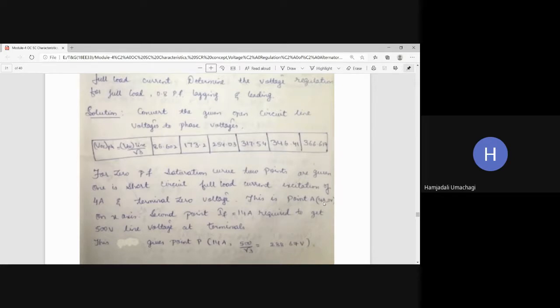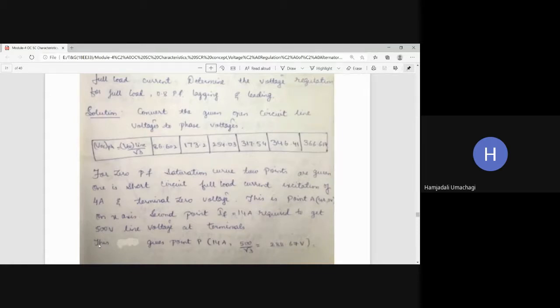X-axis is field current, that is 4 ampere, and y-axis is voltage, that is 0 voltage. So point A is having the ordinates value 4A comma 0 volts on x-axis. Then the second point, IF equal to excitation is equal to 14 ampere, required to get 500 volt line voltage at terminals. So to get 500 volts line terminal voltage, the required excitation is 14 ampere, and to get zero voltage, the short circuit condition, the required excitation is simply 4 ampere.